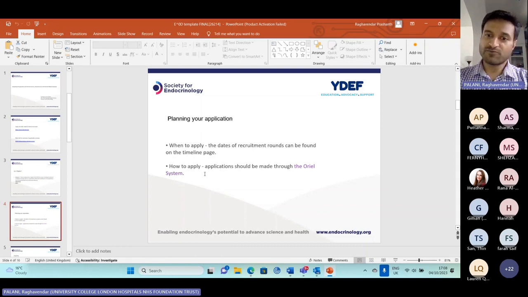Now, planning, there will be 2 rounds every year. Round 1, which happens in August, that intake would be in August, and round 2 for intakes in January and February. Not every year you will have some vacant positions in round 2.